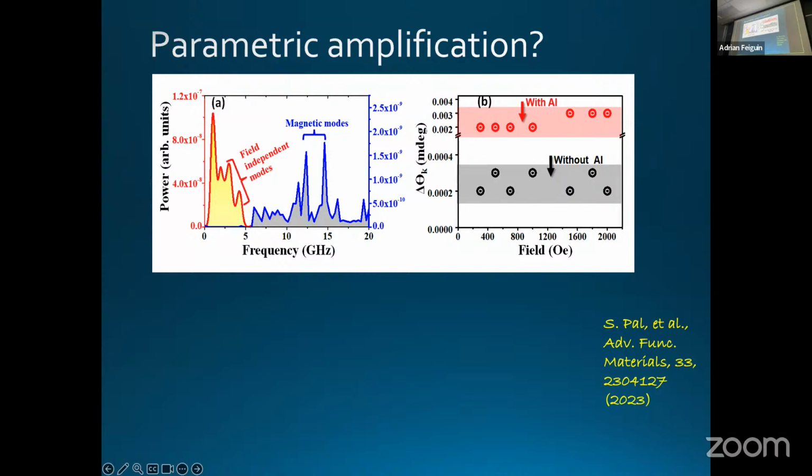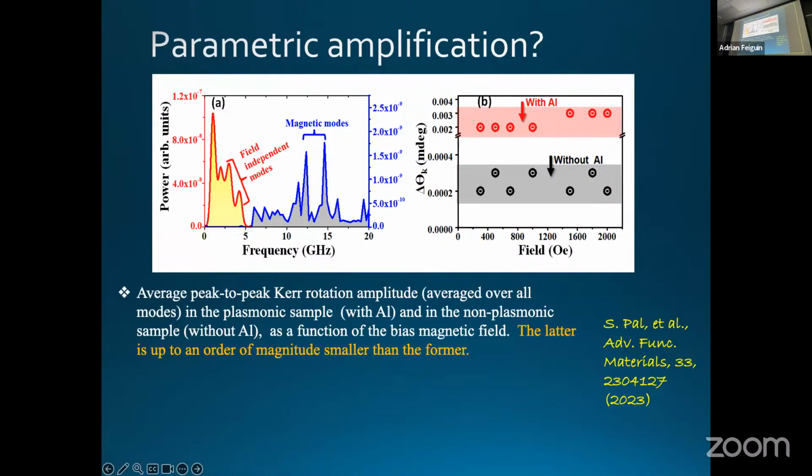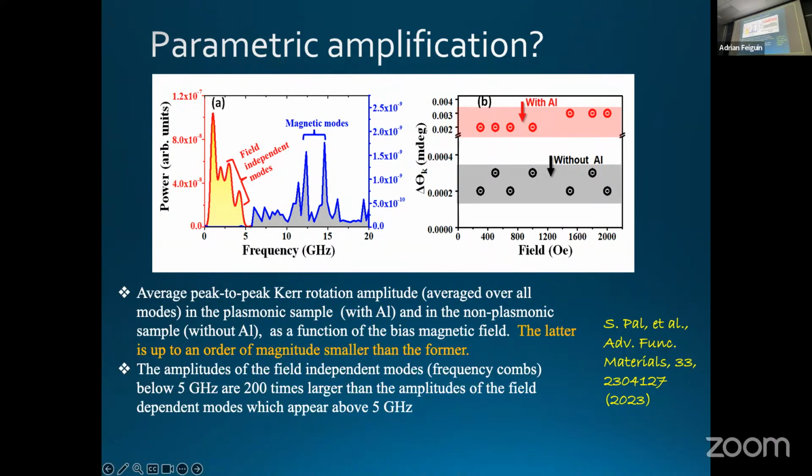And if you average over the magnetic fields, for the samples without aluminum and the samples with aluminum, there is a factor of 200 difference in the power. So this is the average peak-to-peak Kerr rotation amplitude, averaged over all modes, in the plasmonic sample and in the non-plasmonic sample as a function of the bias magnetic field. There's at least an order of magnitude difference in the power. The amplitudes of the field independent modes are 200 times larger than the amplitudes of the field dependent modes.